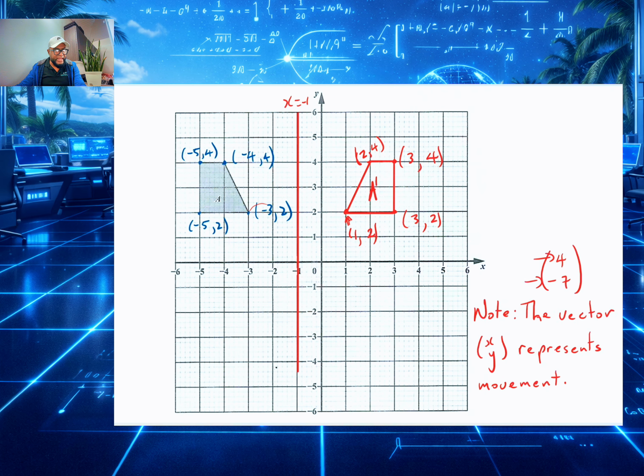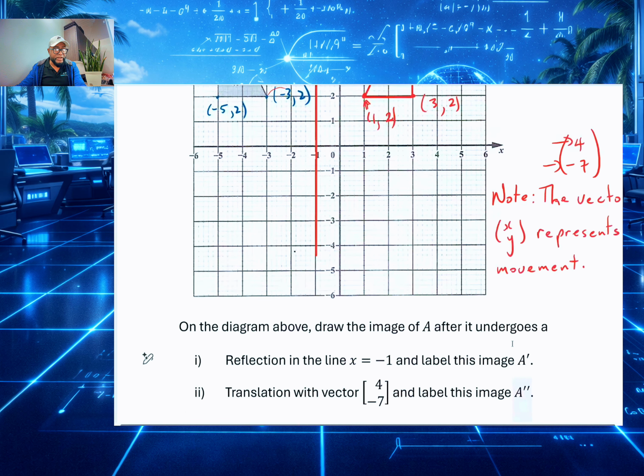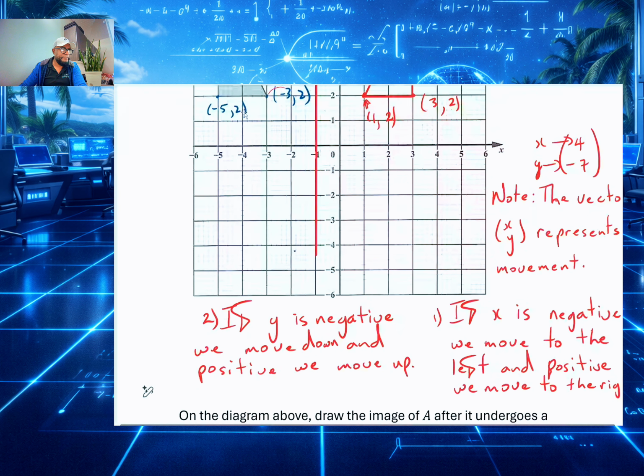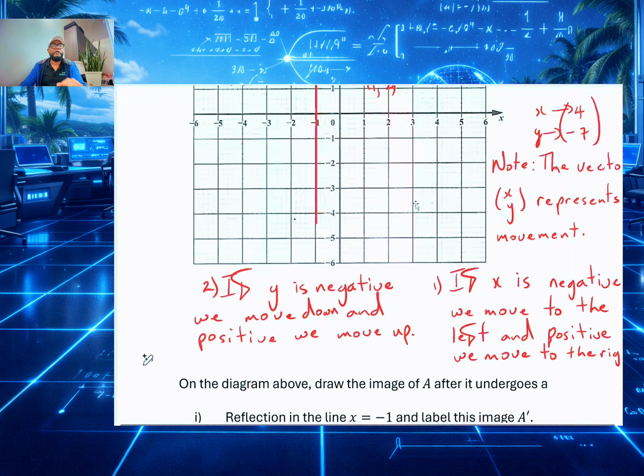So if you have a vector (x, y), that represents movement. If x is negative, we move to the left. If x is positive, we move to the right. Right? So the vector (x, y) represents movement. Now, if x is negative, we move to the left, and positive, we move to the right. If y is negative, we move down, and positive, we move up.